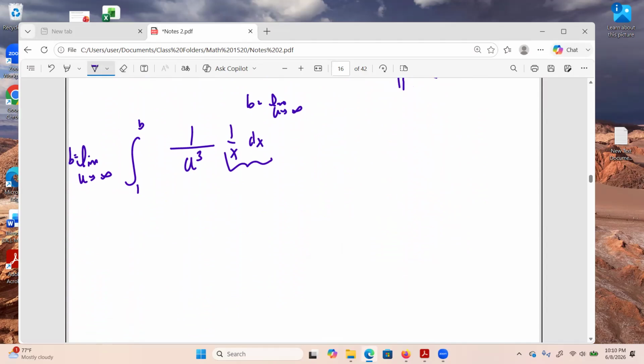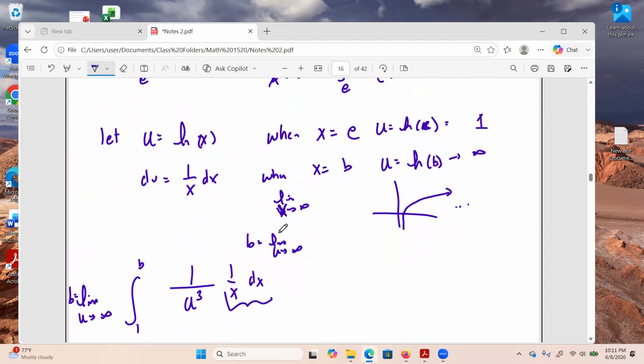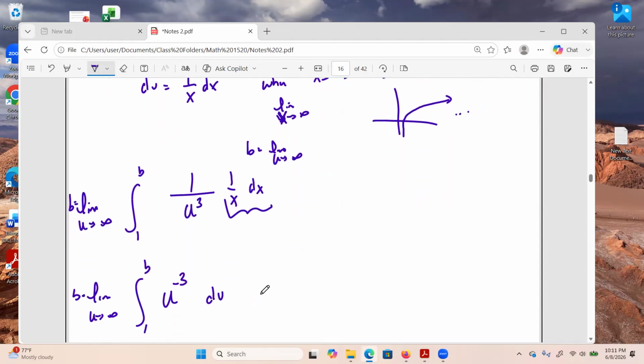Okay, so here we have the limit as u goes off to infinity, 1 to b equals b. And then we have u raised to the -3 power. I've put it as this type of exponent because I want to integrate, and this is the nicer way to integrate. This 1 over x dx, that's du. That's my substitution. Remember, we have du is equal to 1 over x dx. I just substituted it right in there. Now we're ready to integrate.